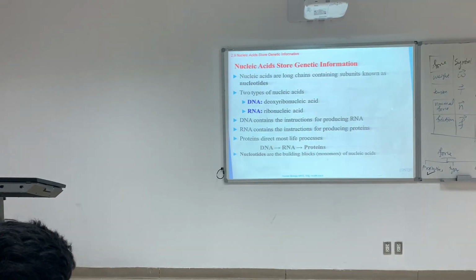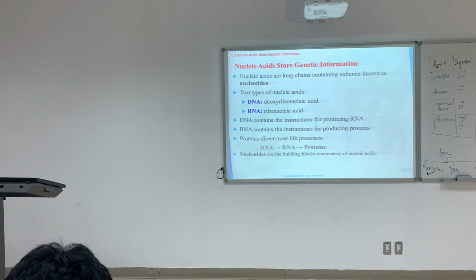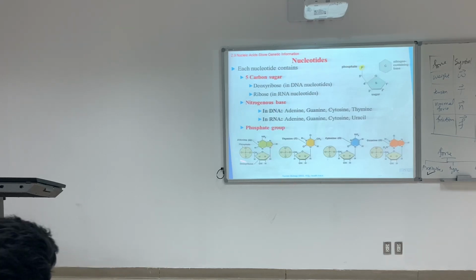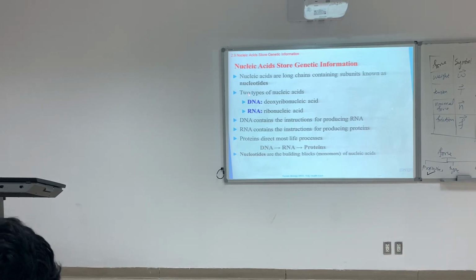Alright, nucleic acids, okay? So this is the genetic material. We find it in two forms, DNA and RNA. They're made from nucleotides, okay? Nucleotides are the subunits of nucleic acids. DNA is deoxyribonucleic acid, okay? RNA is ribonucleic acid.